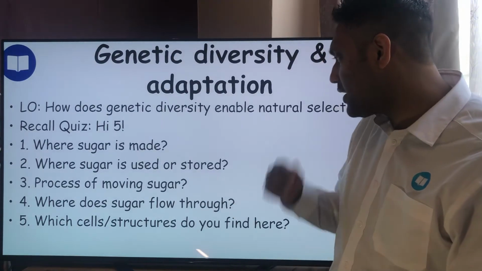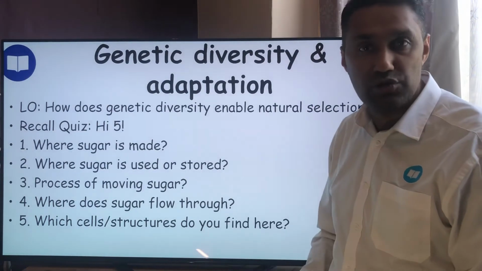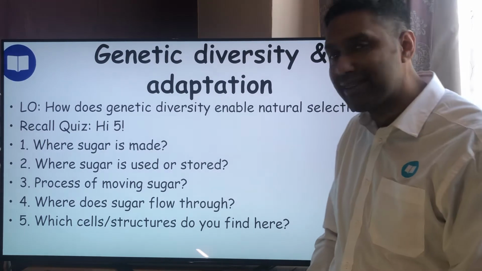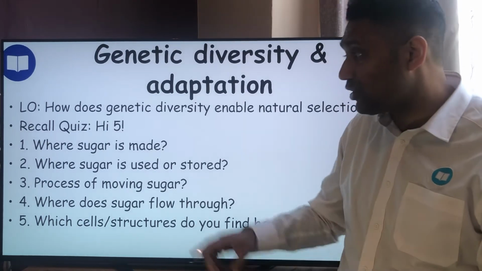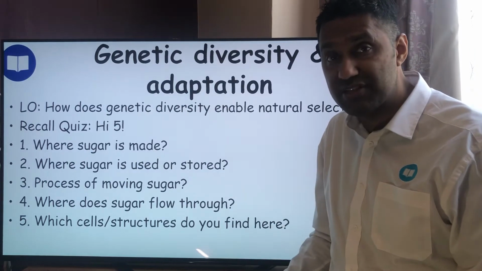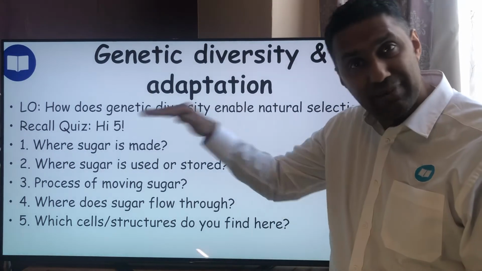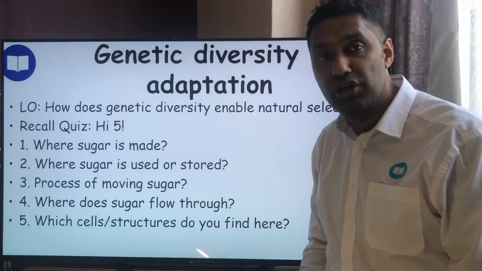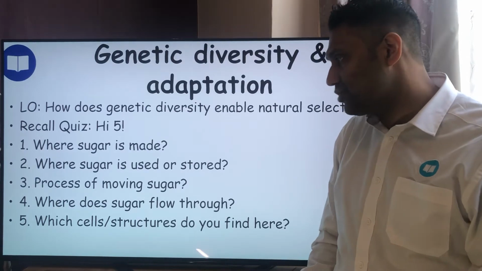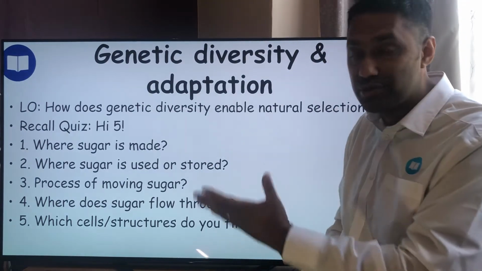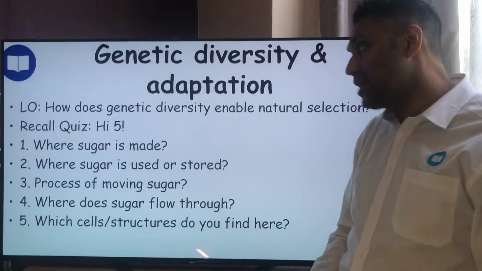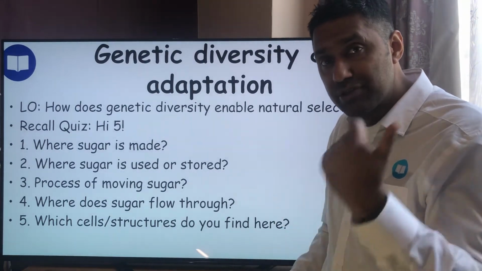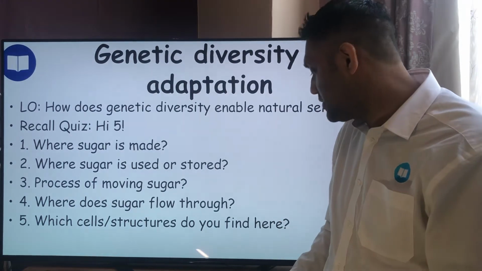And number 4, where does sugar flow through? Well, it flows through the phloem, not the xylem, but the phloem. And which cells or structures do you find there? Well, in the phloem, you've got the sieve tube element. Remember the sieve tube element? And within them, you've got the sieve plates, the little bits where they've got little holes, those little plates. And then on the side of them, we have the companion cells. Adjacent to it, you've got the xylem vessels too. But for that question, you've got the sieve tube element, sieve plates, and the companion cells.